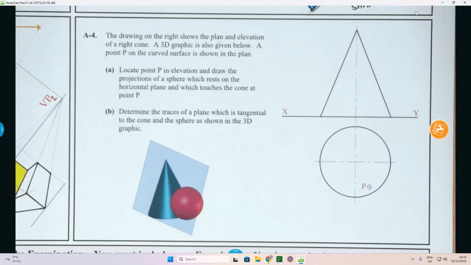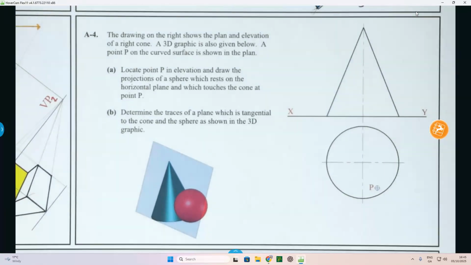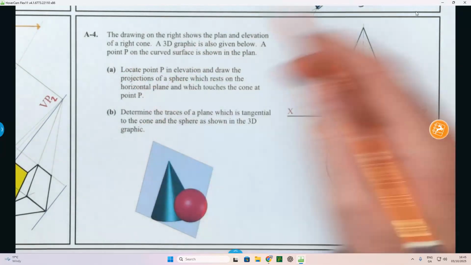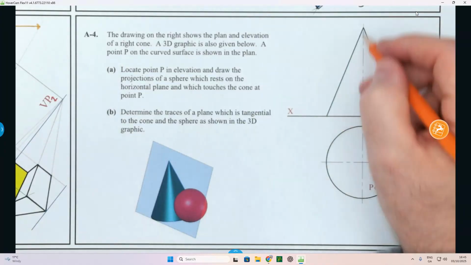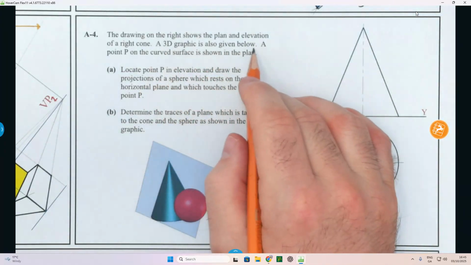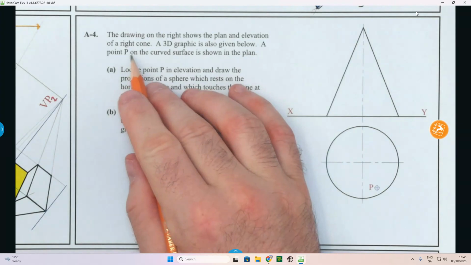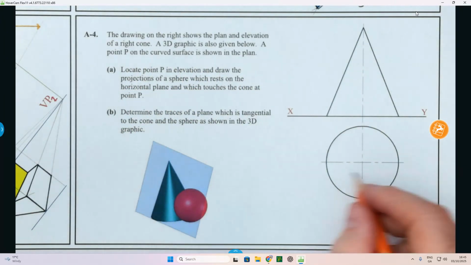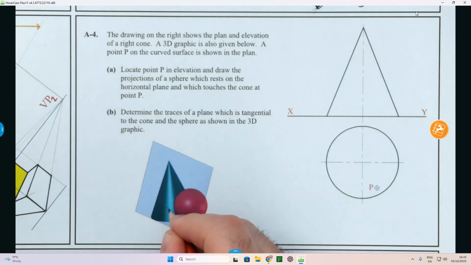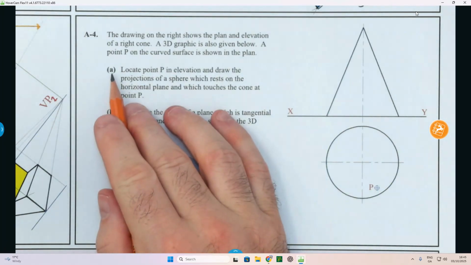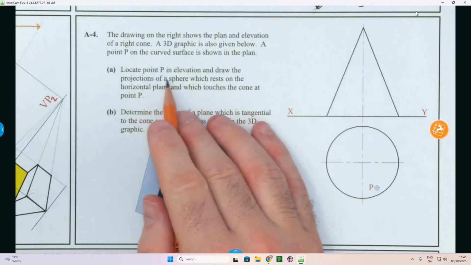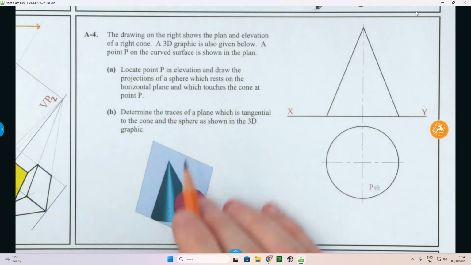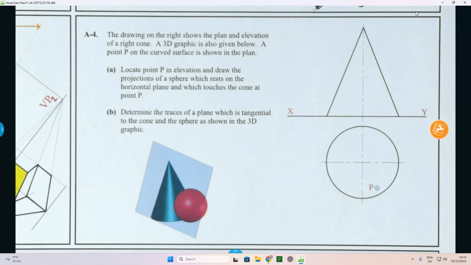This question comes from solids in contact, I think. It says here, the drawing on the right shows the plan and elevation of a right cone. That's a cone that just sits on the ground standing upright. A 3D graphic is also given below, and we can see it here. A point P on the curved surface is also shown, so we can see P in the plan, and P is on the cone, a point on the outside. Part A, locate point P in elevation and draw the projections of a sphere which rests on the horizontal plane and which touches the cone at point P. Now it's quite a mouthful.